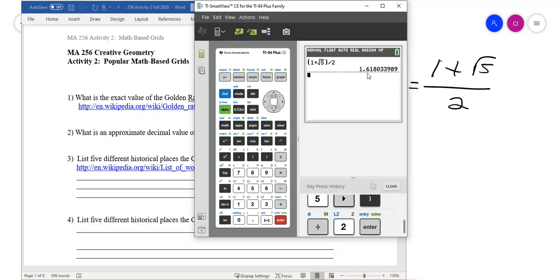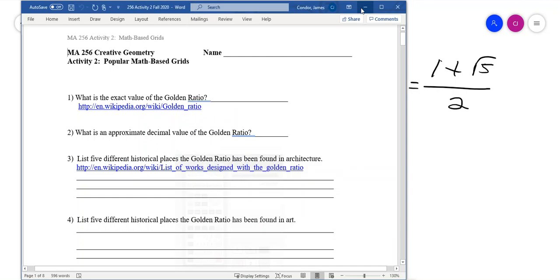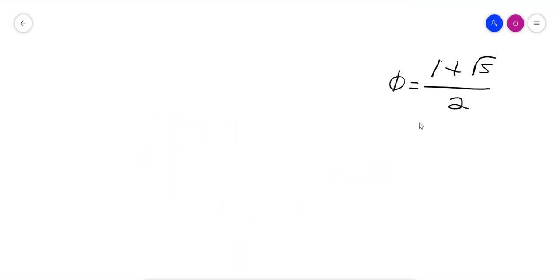So we get this 1.618, then there's a 0, 3, or so on. If we rounded this, it would just be 1.618, so we're going to stick with that. So this phi is approximately equal to 1.618, right?